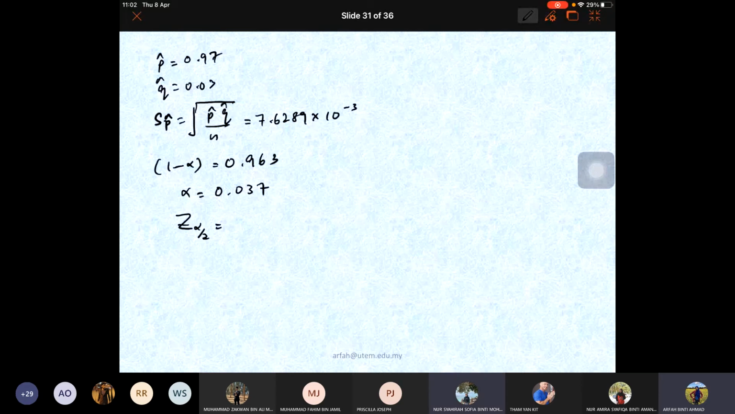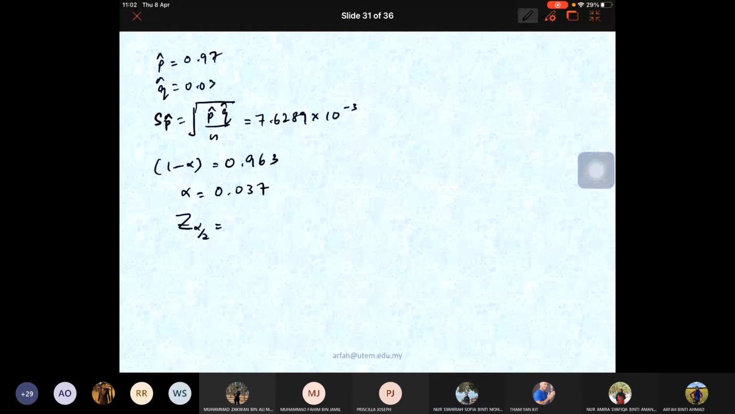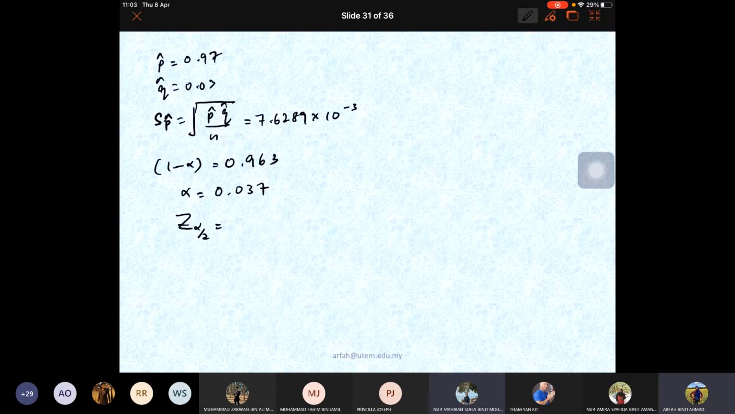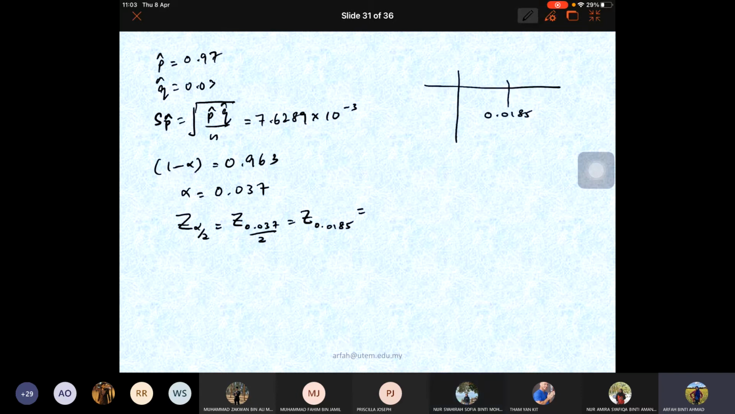0.0185. Salah. 0.185. Salah. Dulu salah. Z alpha per 2 tu is 0.037 bagi 2 sama dengan Z 0.0185. Maksud saya tulis pada tabel. 0.0185. So what will be the value? Negatif 2.9. Yap, betul. Negatif 2. Salah.